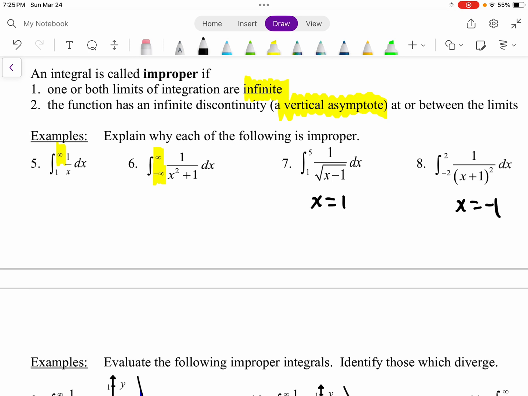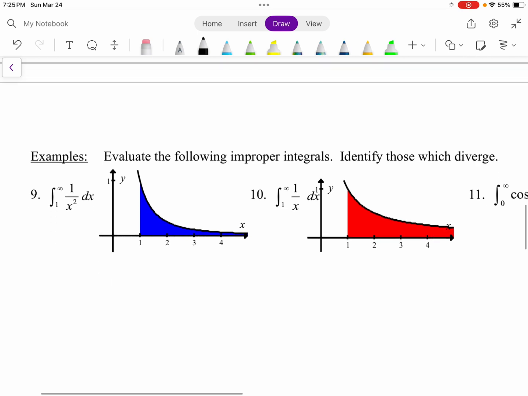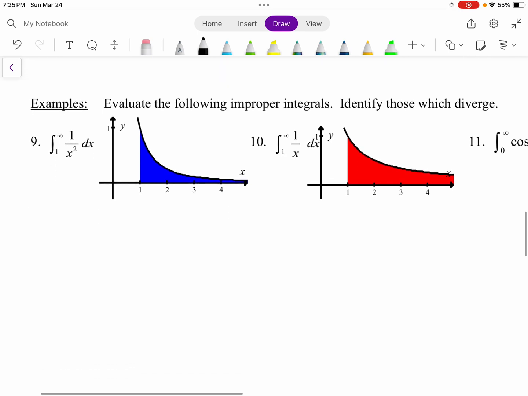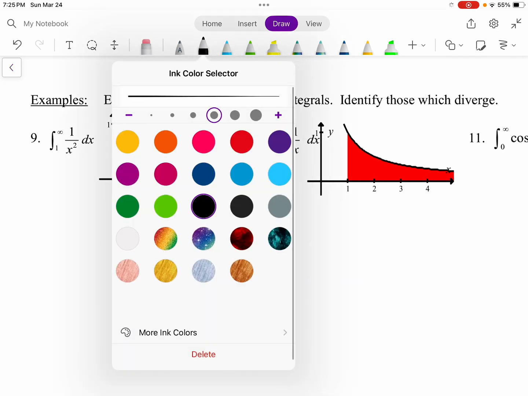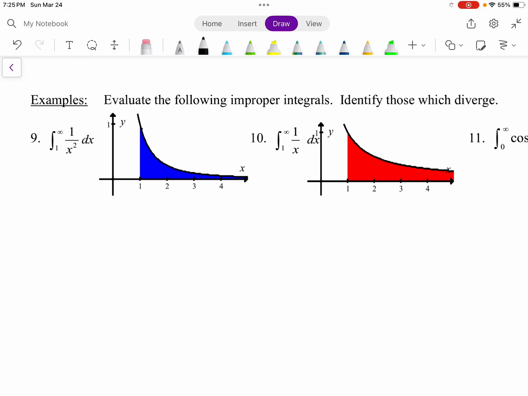Okay, so let's see how a couple of these work. If you look at example number 9, it says the integral from 1 to infinity of 1 over x squared dx. So the whole idea here is that we are starting at 1 right here, and we're trying to find the area as it goes to infinity.